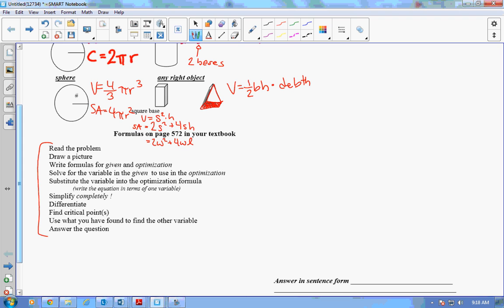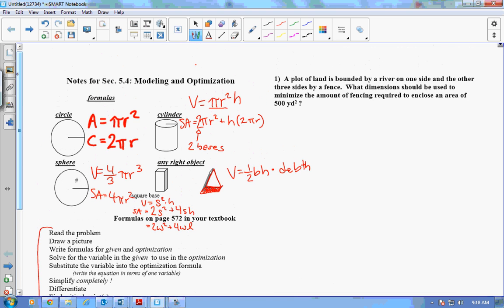All right. So in order to solve these optimization problems, these are the steps we'll go through. Obviously, read the problem. That's kind of a given. Draw a picture so you know what's going on. Write formulas, and then solve. So let's go through a problem, and then you can see the steps we're talking about.